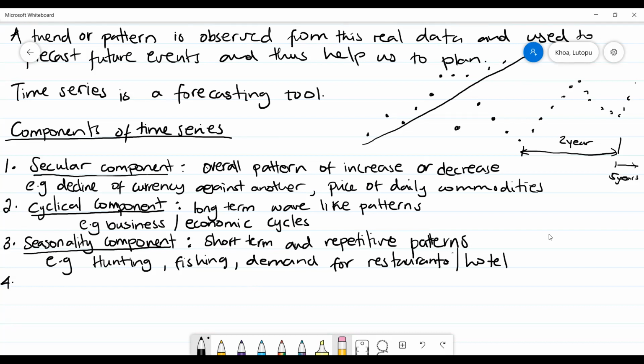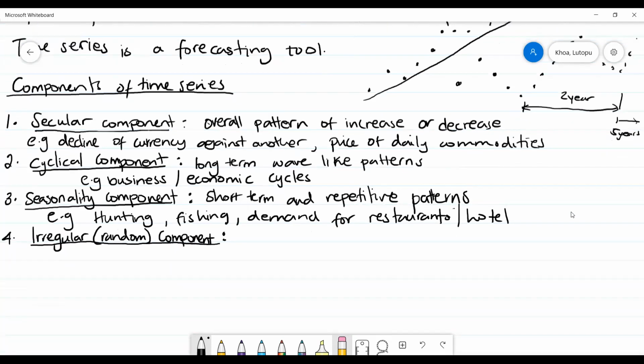And then the fourth one, this is what we call the irregular or random component. So sometimes it is called the random component. Now, this one, just like the name says, it's completely random. You cannot predict it. It happens when it happens. That's how it is. These are short term, no pattern, and they are unpredictable.